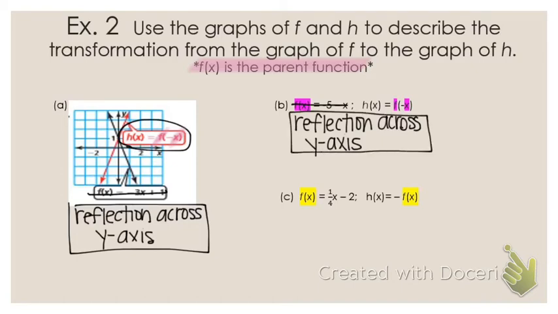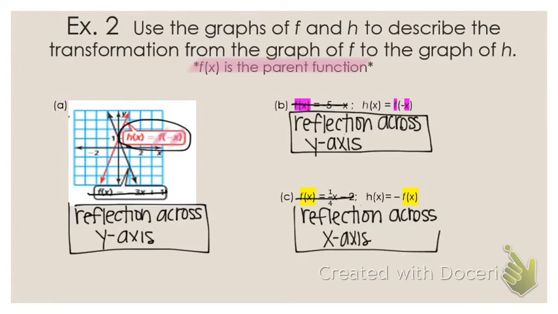All right, do letter C on your own. All right, we cross out the parent function. Find the parent function in the new function, and what do you see right away they've done? Have they added something, subtracted something, or changed the sign? They've changed the sign, which takes me to what transformation? It's a reflection across. Have they changed the sign of f of x or just x? F of x this time. So this is a reflection across the x-axis.